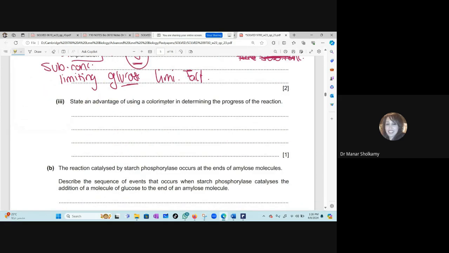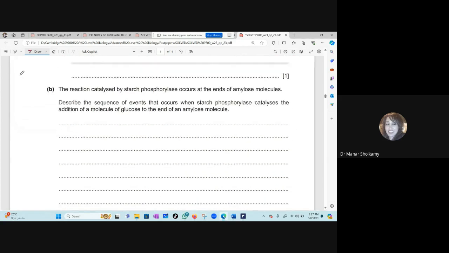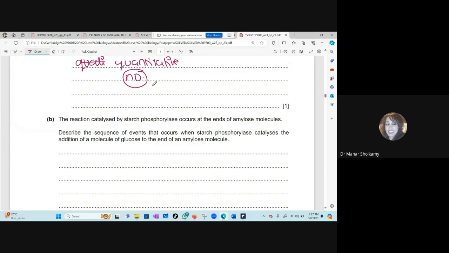State an advantage of using a calorimeter in determining the progress of the reaction. It's a quantitative result, not a qualitative result. Of course, it's quantitative. Now, this can be enough, but quantitative means what? It gives numerical results, with numbers. It's a number, which is more accurate, of course. There is no human error here. You cannot argue with that.